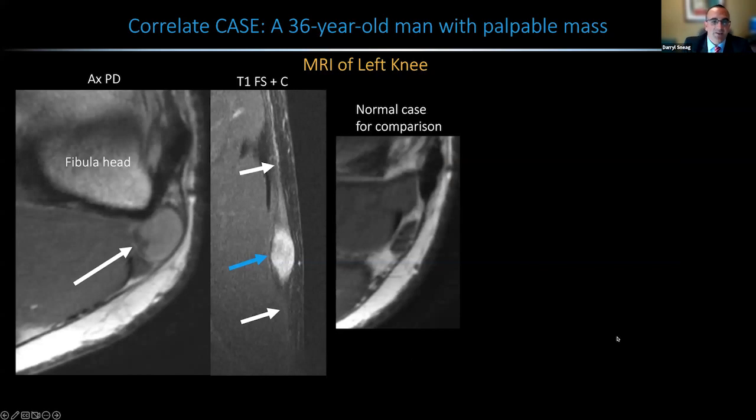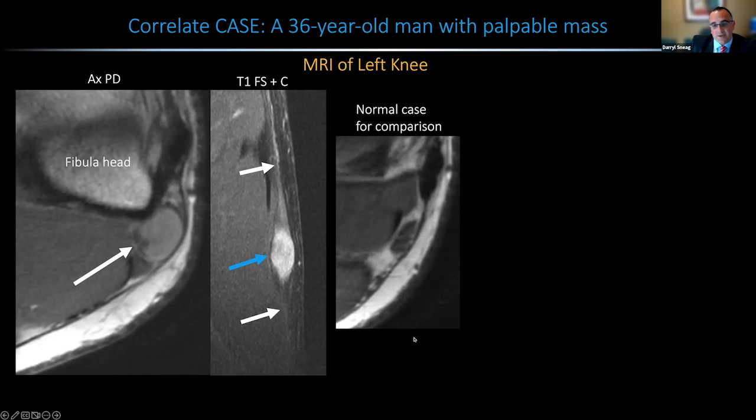So here's a correlate case, a 36-year-old man with a palpable mass. Here are the axial proton density images. So it's a high signal intensity mass. But here, this looked a little funny. We didn't see an articular stalk, and so decided here to give contrast. And what we see here is actually the mass avidly enhances. It's not cystic, right? If a ganglion cyst, this shouldn't enhance.